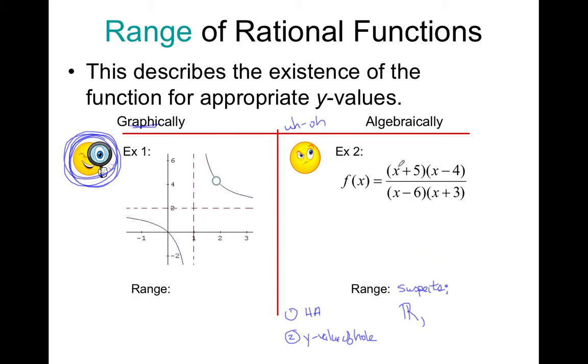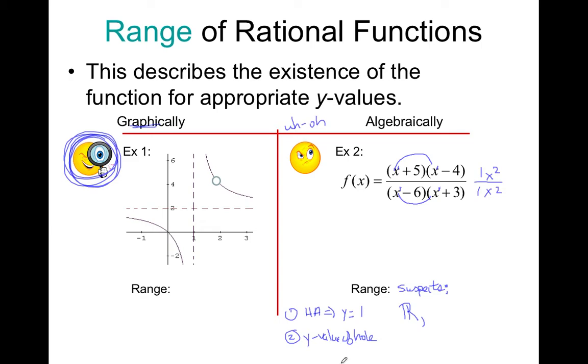What is the power of the numerator? Hint, it ain't 1. It's an x squared. What's the power of the denominator? X squared. What's the leading coefficient? X times x is 1x squared. X times x is 1x squared. So I have a horizontal asymptote at y equals what? 1.